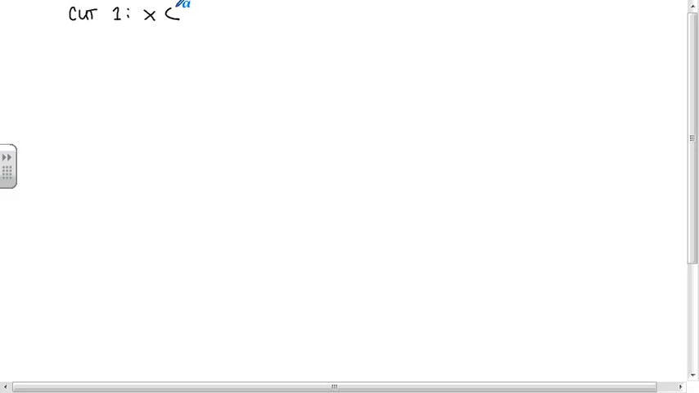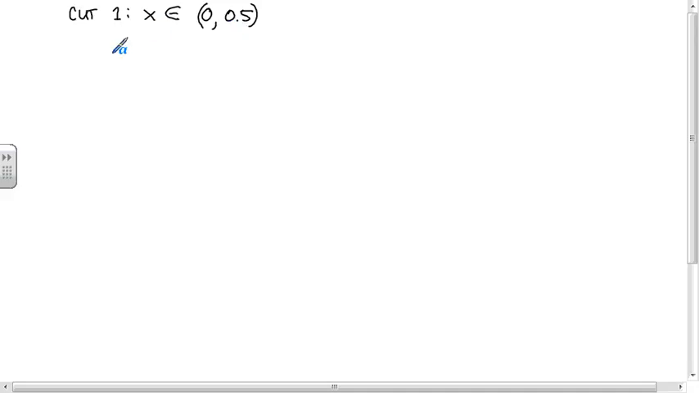So let's start with cut 1. This is for all x values between 0 and 0.5. This means the round brackets here mean that we're not including the endpoints of this interval. So we're not including the number 0 and the number 0.5. We're including 0.0001 to 0.4999.